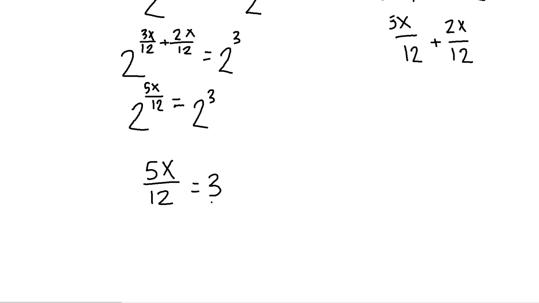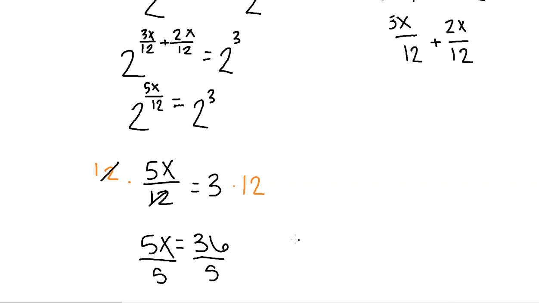To solve, it's very similar to the last one. I'm going to start by multiplying both sides by 12. That's going to give me, those go away, 5x equals 36. And then the last step, divide both sides by 5. x equals 36 over 5.